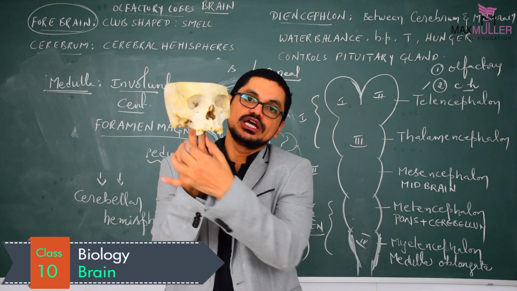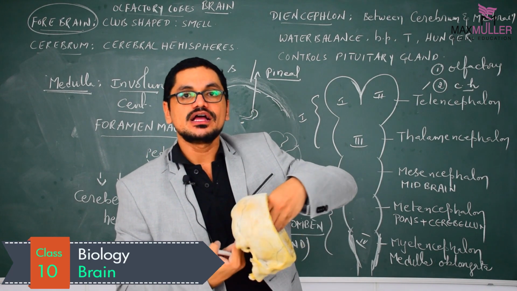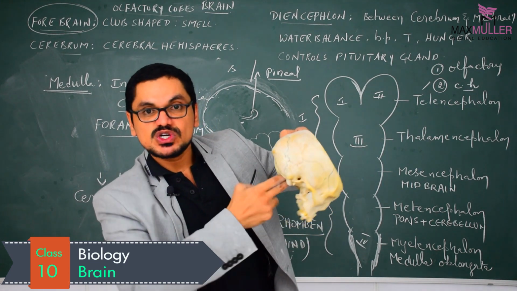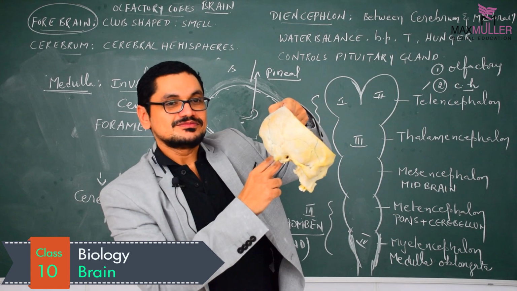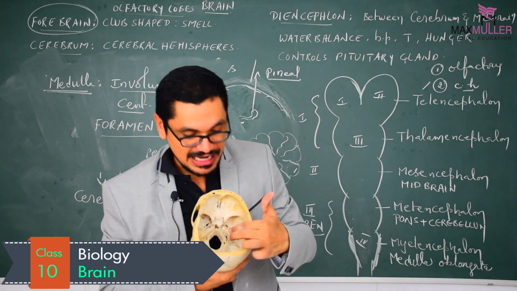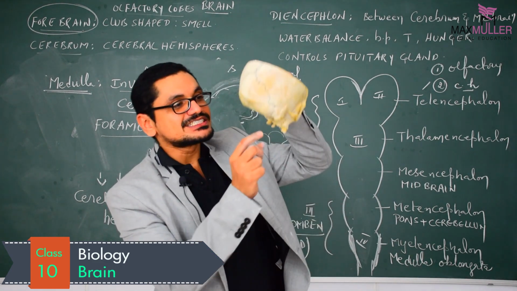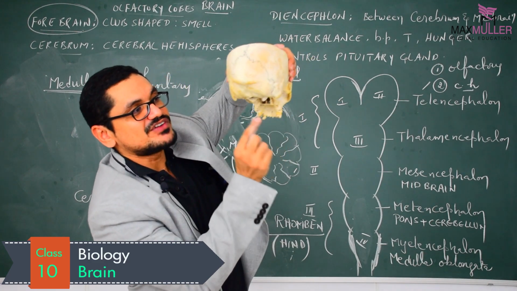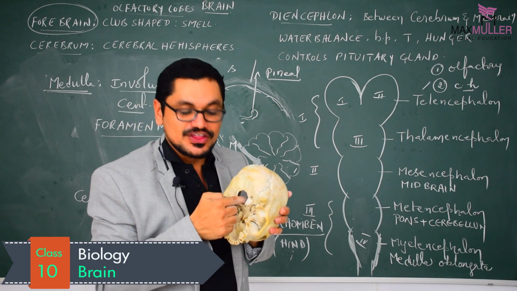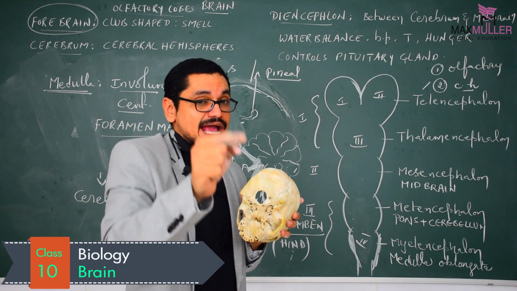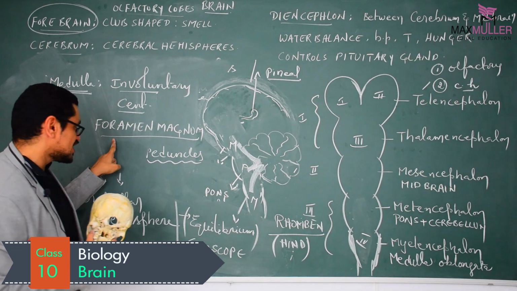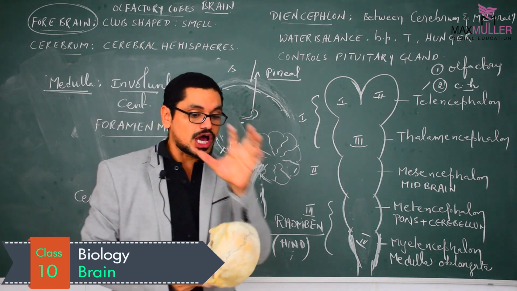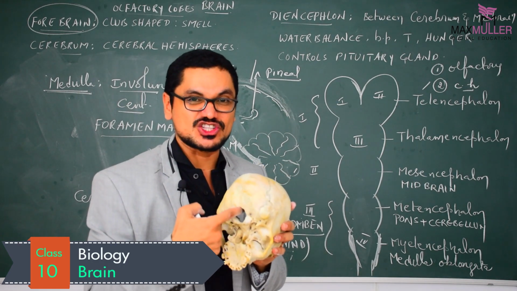So the medulla oblongata maintains continuation with the spinal cord. This is the spinal cord, and this is the medulla oblongata. The medulla maintains its connection with the spinal cord because of this opening, the foramen magnum. See how the name was given: foramen means opening, magnum means large. A large opening present in the body.